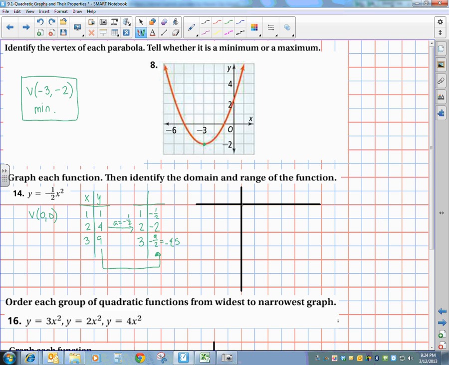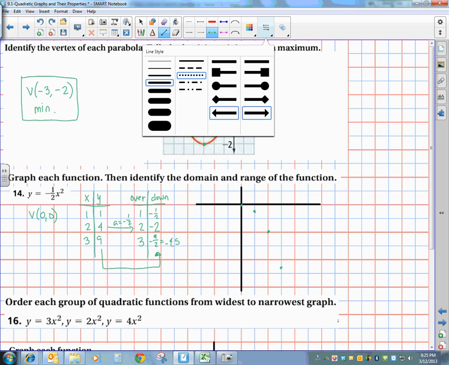Okay, so we're going to go plot. We plot our vertex. It is at 0, 0. And if I go over 1, remember this is my over, and these are all negative, so I'm actually going down. So if I go over 1, I'm going to go down 1/2. If I go over 2, I'm going to go down 2. And if I go over 3, I'm going to go down 1, 2, 3, 4.5. And then each of those points, again, remember my axis of symmetry goes through that vertex. So I'll go ahead and put that.